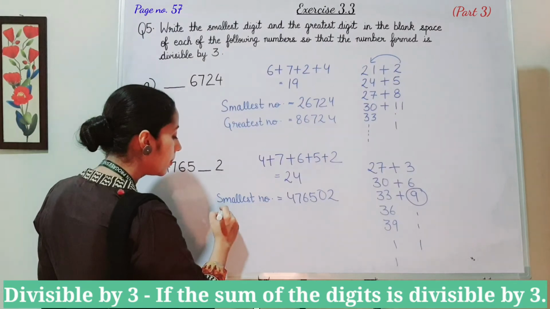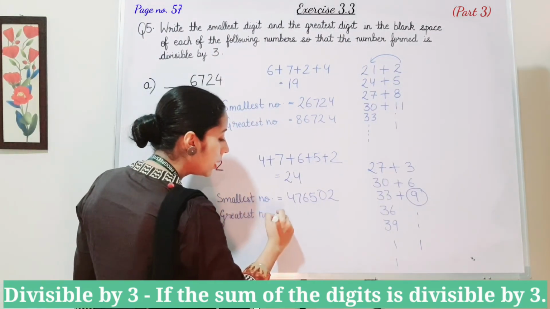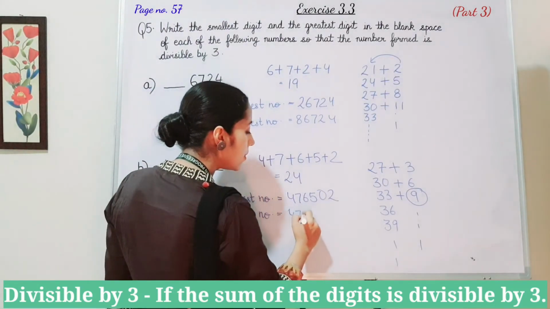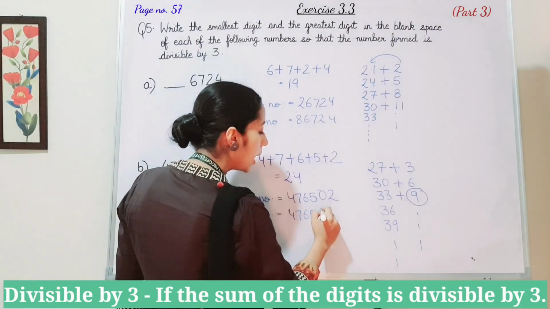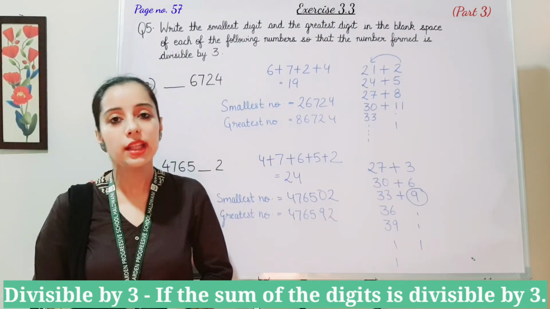So let us write here, greatest number is equal to 47659. If you add these digits, you will get a number which is divisible by 3.